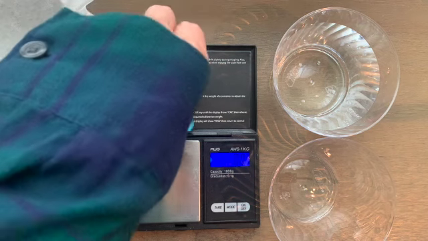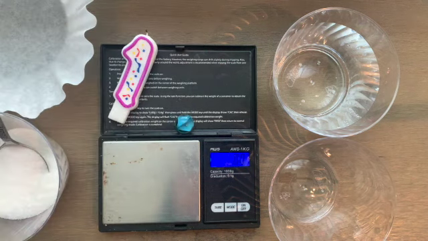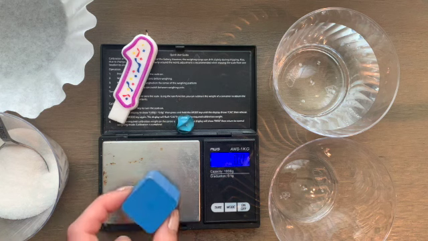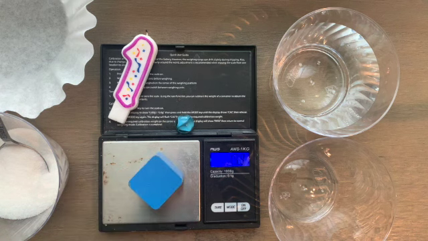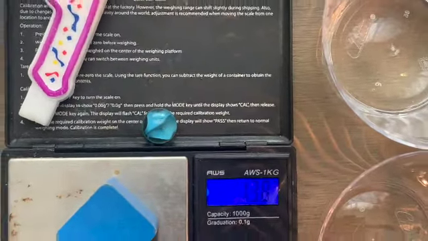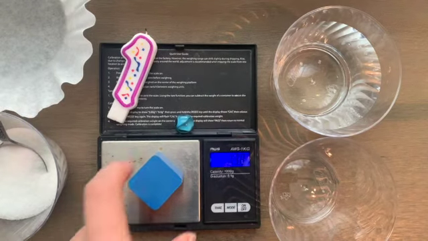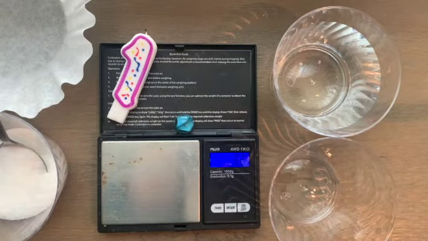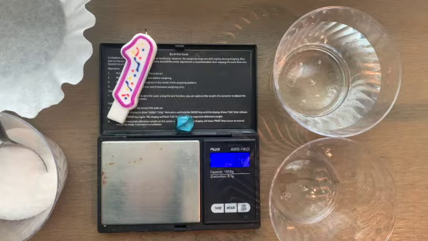Now for a solid object, it is quite easy. All you are going to do is once your scale reads 0.0, you are going to carefully place the object on the scale and simply read the measurement. In this case, we can see it is 13.8 grams. Now, let's look at how to measure the mass of a powder.